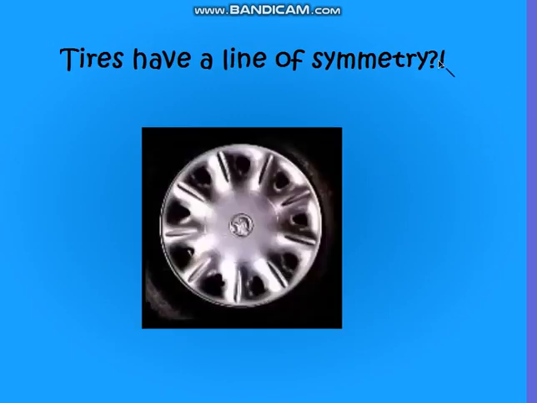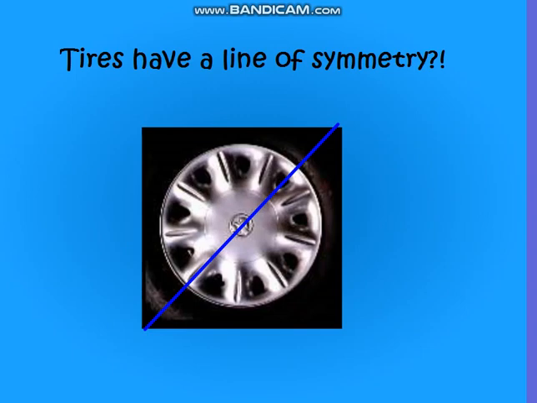Oh, wait, also tires have a line of symmetry. Let's try. Only one line? Let's try another one. This is also a line of symmetry. Only two? No, no. Also three. Also four. So a wheel also has lines of symmetry.